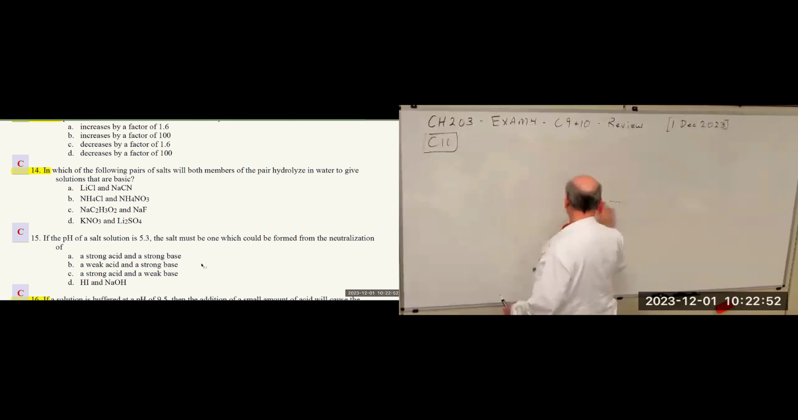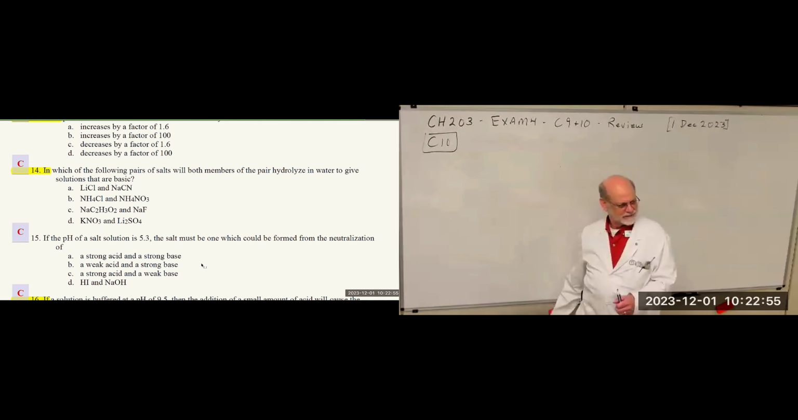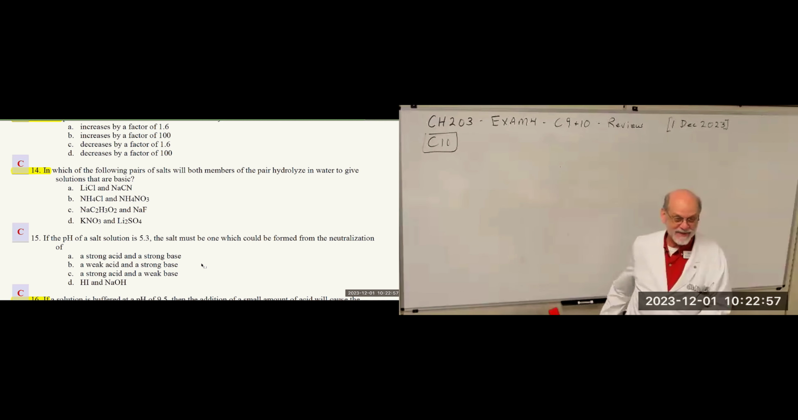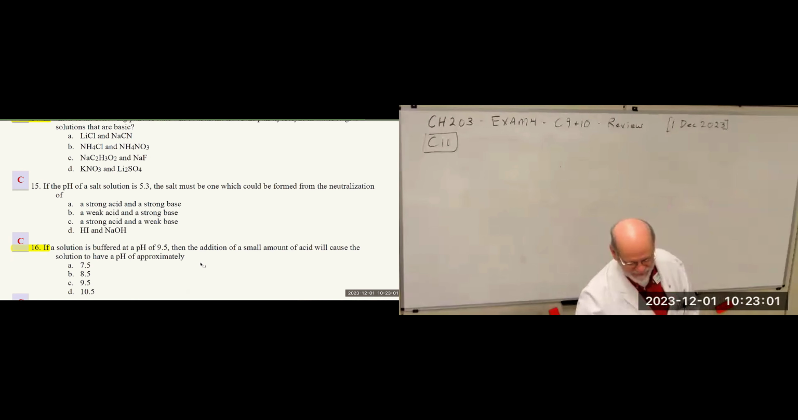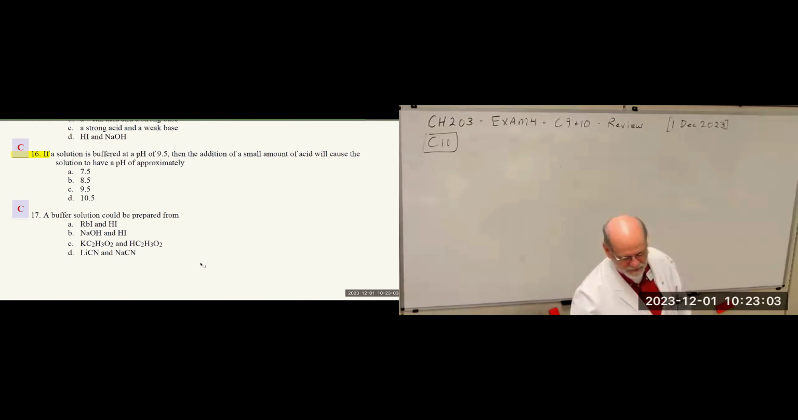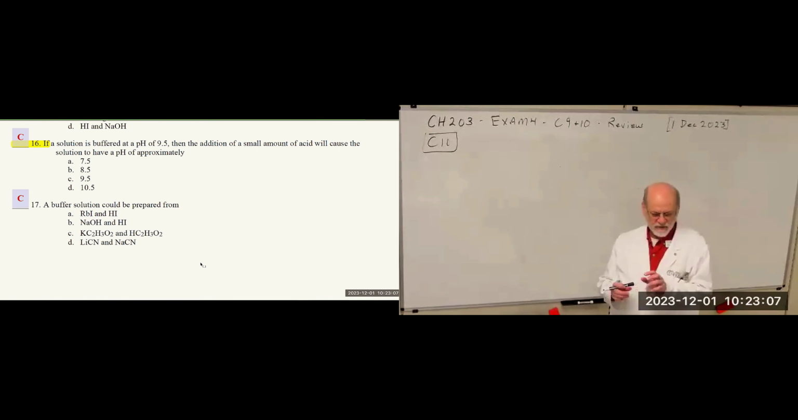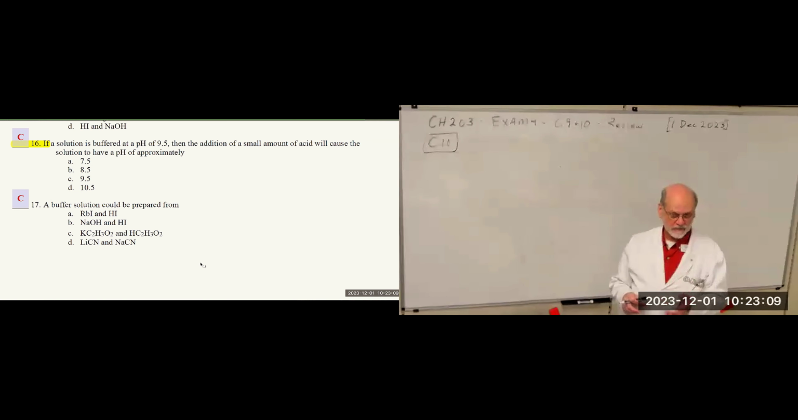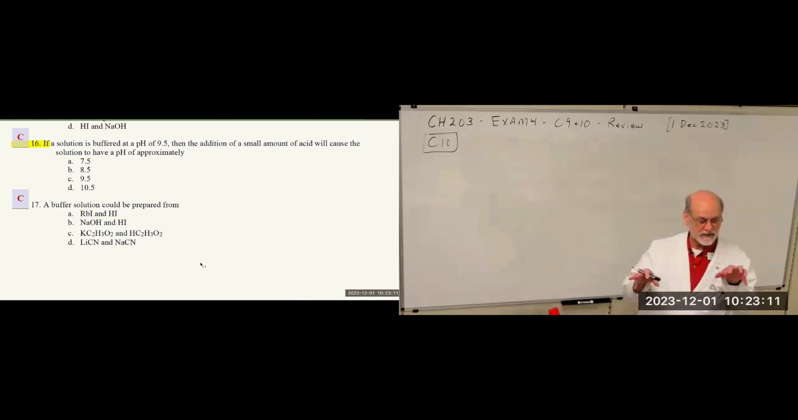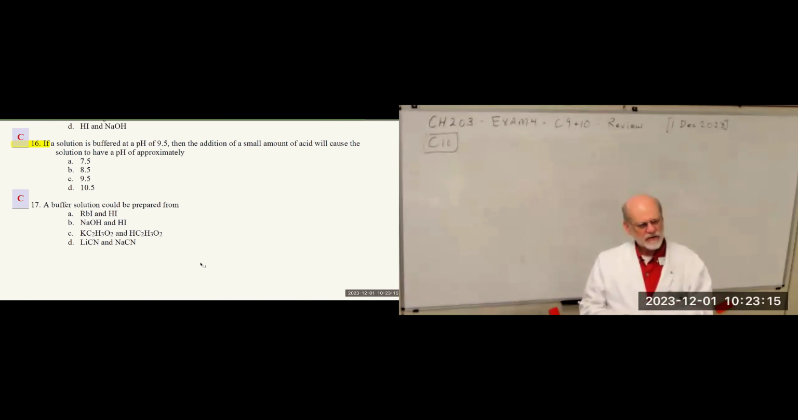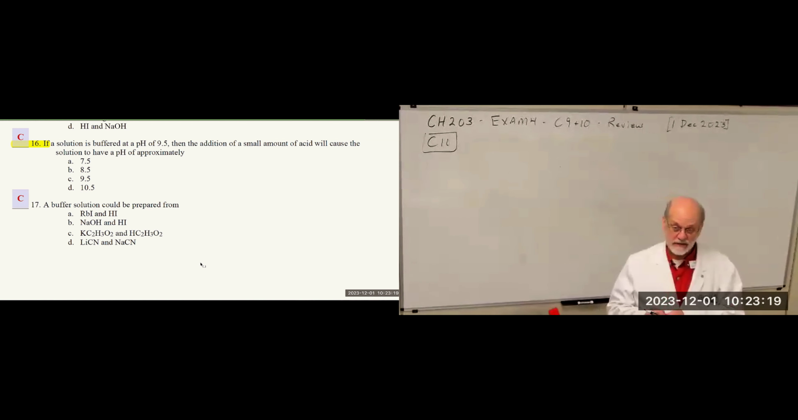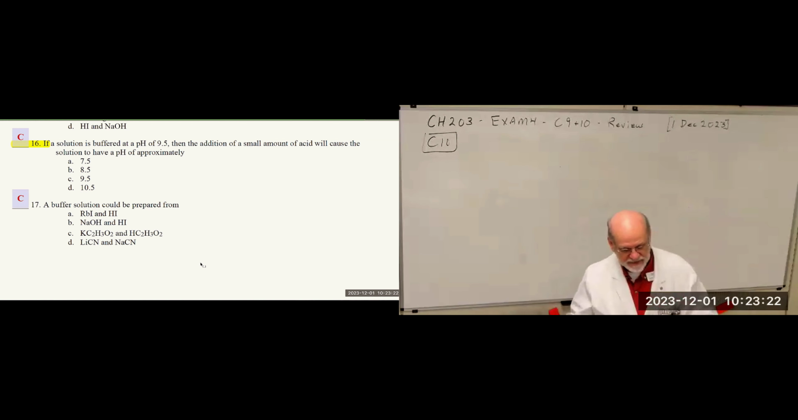You remember that rule of thumb? Maybe. When you dissolve a salt in water, go back to the original acid and base that would have produced the salt and see what their nature is. Then you can deduce, not the pH, but the acidity or basicity of the solution. 16.